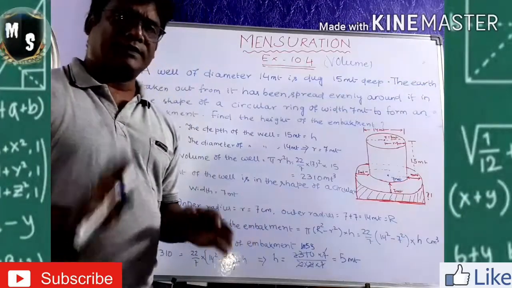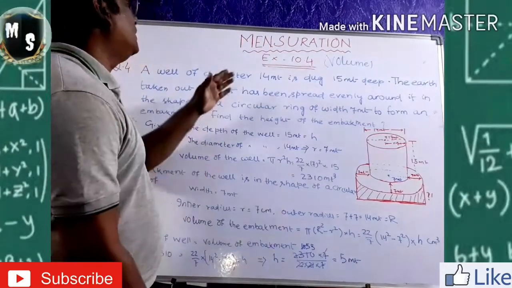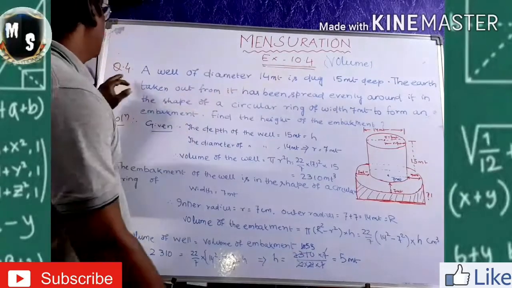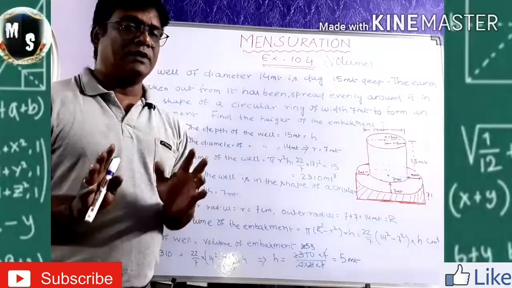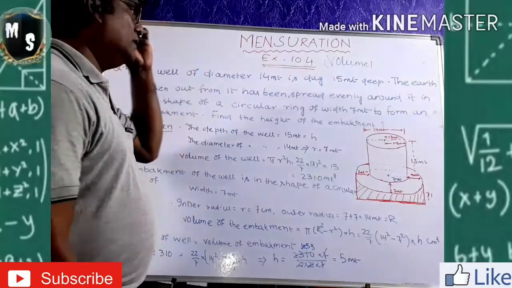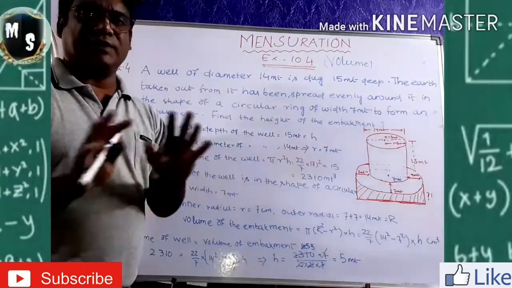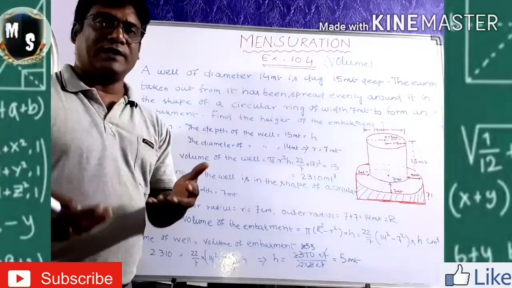Come to the next sum. The next sum is exercise 10.4, question number 4. It is a BBI sum, very, very important for the exam. Try to understand it nicely. Some tricks are there. The question is nothing, just read the question 2 times.